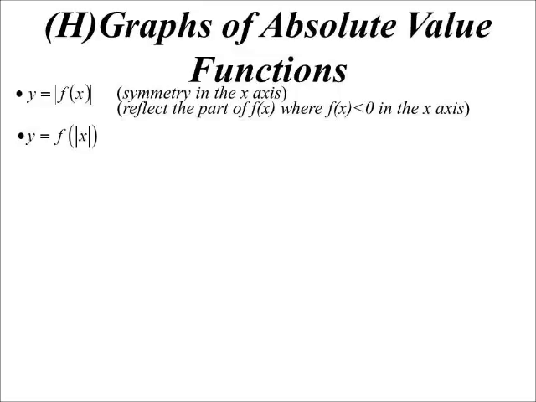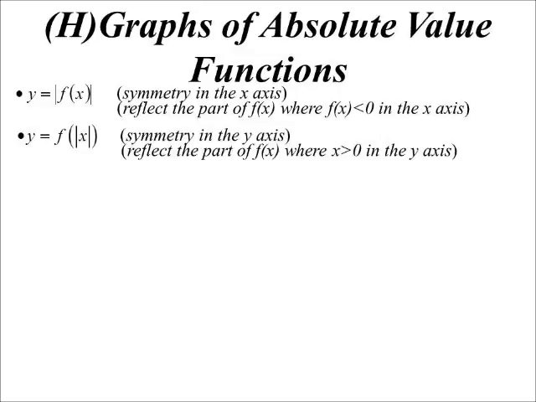Function absolute value x. Now what this means is we're only substituting in positive numbers. So when we substitute in x equals -2, we're going to get the same answer as if we substituted in positive 2. So this one's going to have symmetry in the y-axis. Okay. So again, we're going to have a reflection. So this time where x is greater than 0, that's going to reflect.